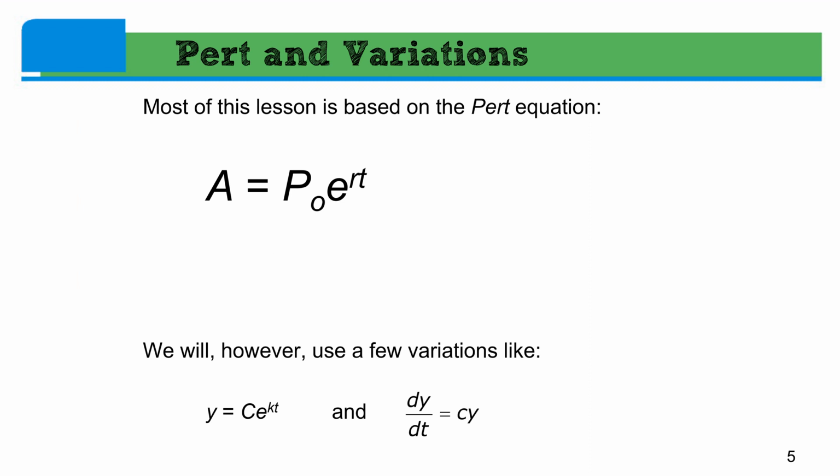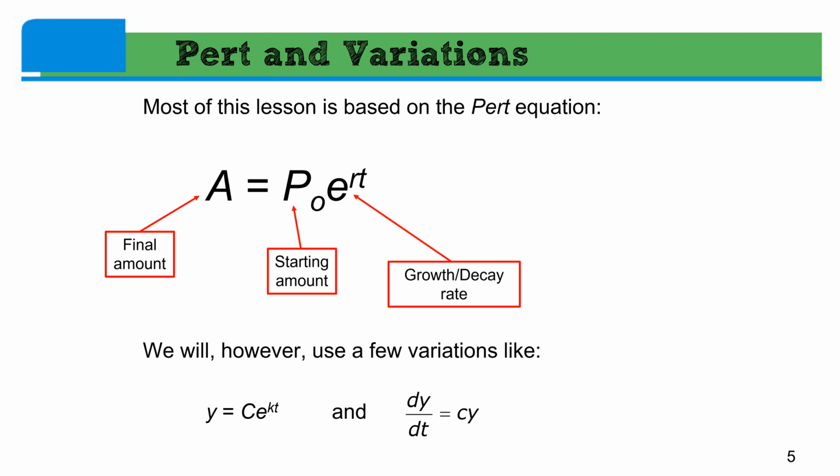Pretty question. So, you've seen this before. Now, you may have seen it in different forms, and in fact, when we get into some of the problems, the form might change. By the form, I mean some of the letters will change. Okay? So, what does the A stand for? Final amount. T is time. R is the growth or decay rate.